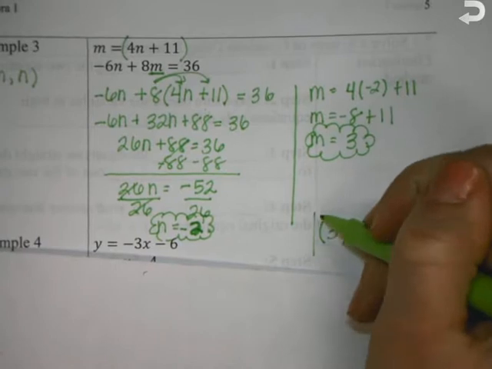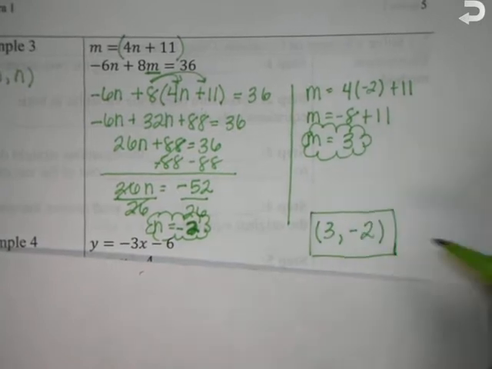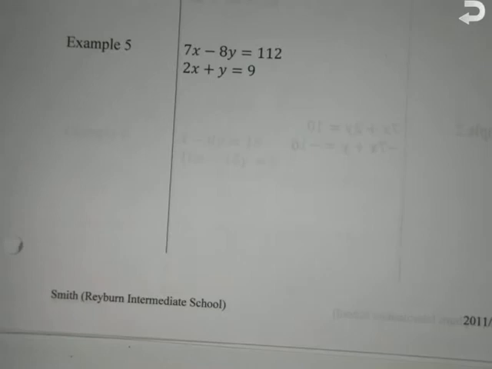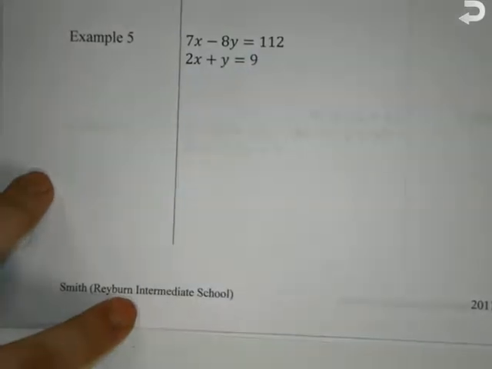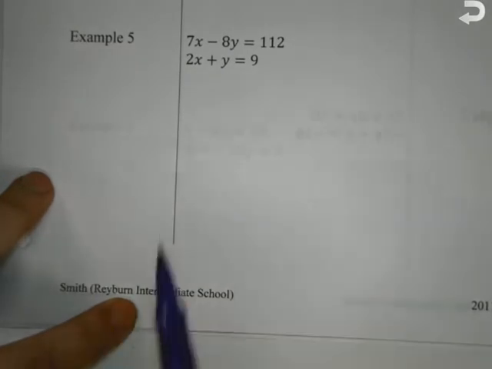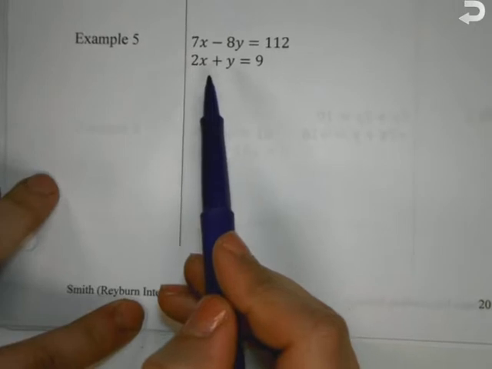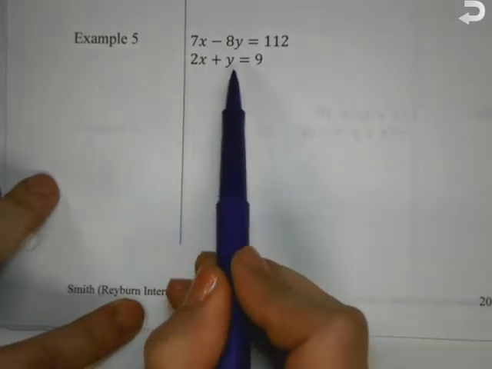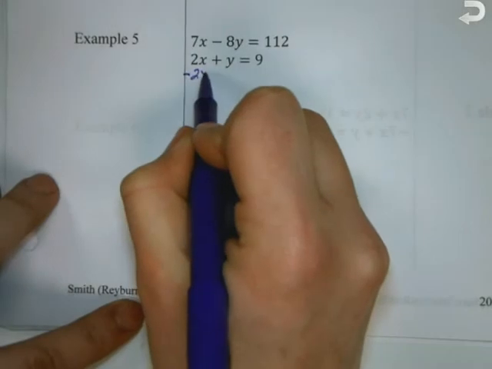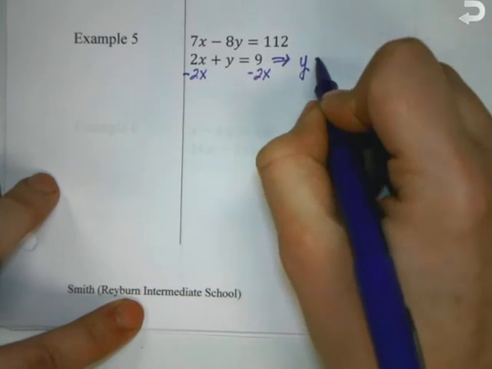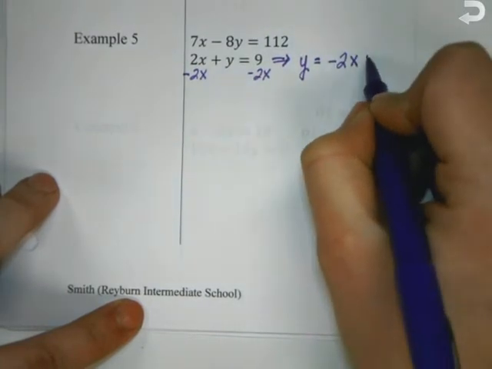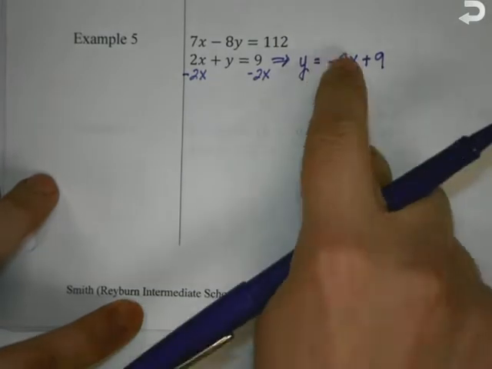Number 5, am I solved for a variable at all? No. So we need to pick one to solve for. Does anybody see one that might be easiest to solve for? The bottom one, 2x plus y, and we're going to solve for y, because it's already by itself. So if we subtract 2x from both sides, that's going to give me a new equation of y equals negative 2x plus 9. Now you can substitute it in for y up here. So if a variable is not already solved for, you have to pick one to solve for. You can pick whichever one you want. I always try to do the easiest.